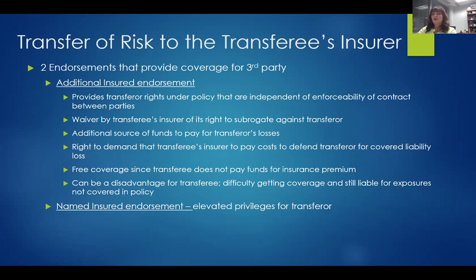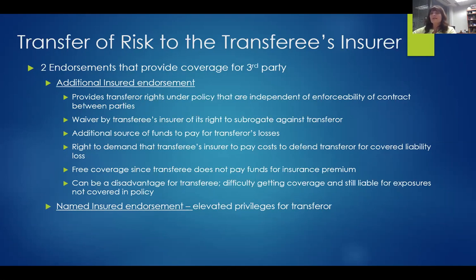You're asking your third party to get that endorsement, which might cost them money, but probably not a lot. And you're asking for their insurance to cover you for the work that they're doing for you. The only disadvantage would be for the transferee, because by adding you as an additional insured, it may make it more difficult for them to get coverage. And they still might potentially be liable for any exposures not covered in the policy. So even though they put you on as an additional insured, if it's not covered in the insurance policy, they're still on the hook and they have no way to pay for it.